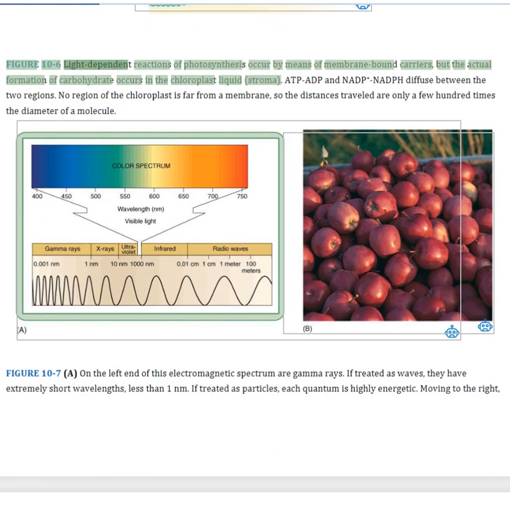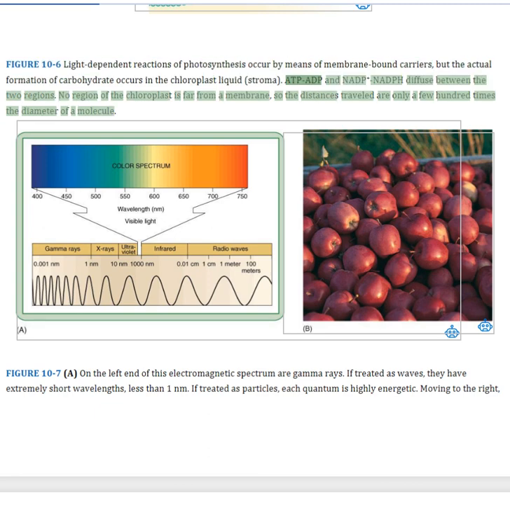Figure 10.6. Light-dependent reactions of photosynthesis occur by means of membrane-bound carriers, but the actual formation of carbohydrate occurs in the chloroplast liquid. ATP-ADP and NADP-NADPH diffuse between the two regions. No region of the chloroplast is far from a membrane, so the distances traveled are only a few hundred times the diameter of a molecule.